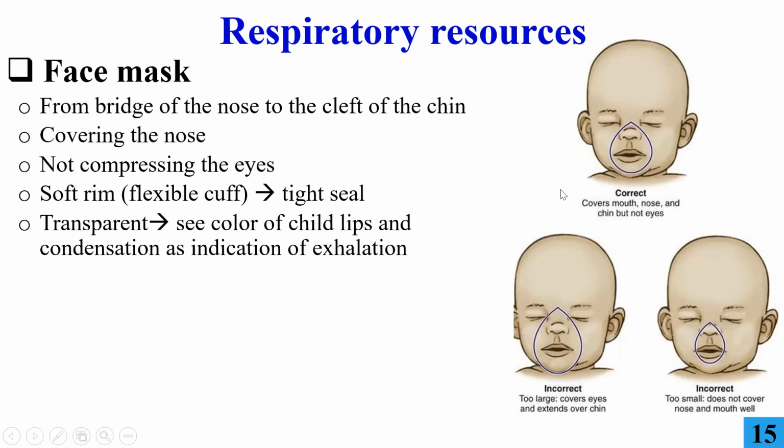Correct size. The mask should be circular. We don't use a mask with a notch. Okay, always use a mask without a notch. There should be a tight seal. So it's better to have a mask with a cushion, and the cushion either filled with air or filled with water. And that's why it should be very flexible and soft and should give a tight seal. The mask should be transparent so we can see the mouth and the nose.